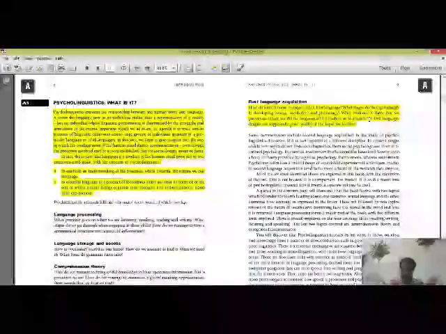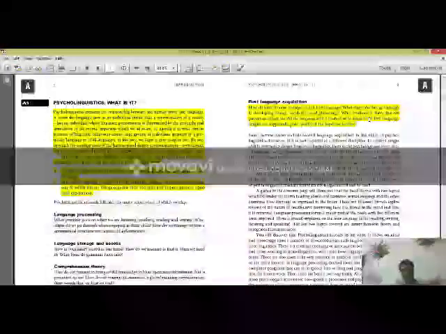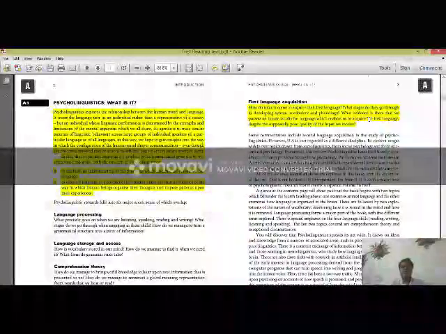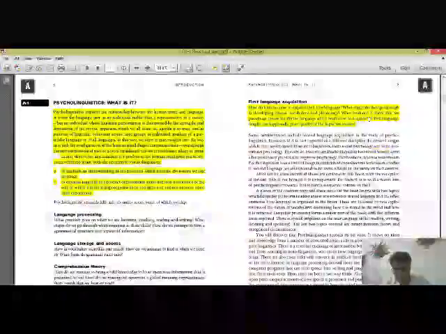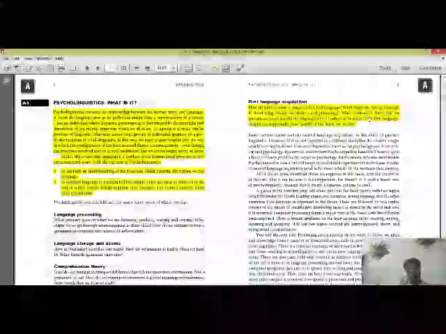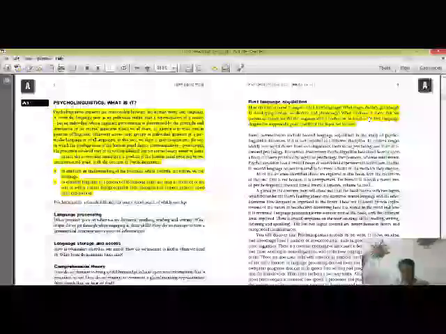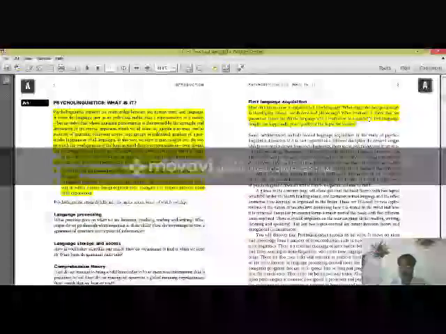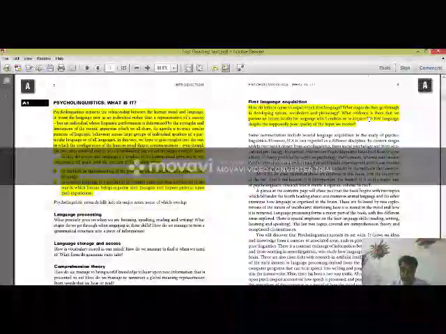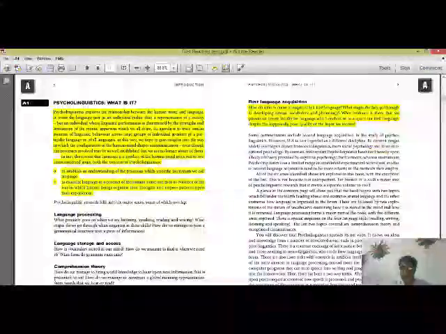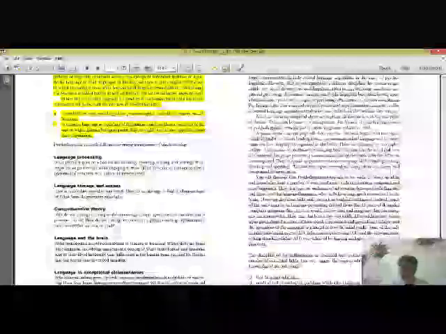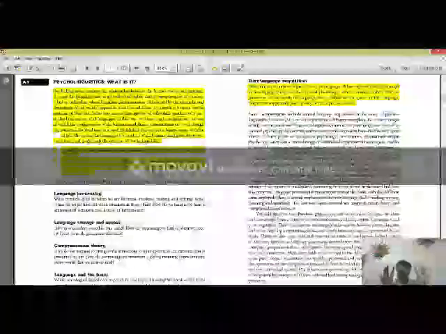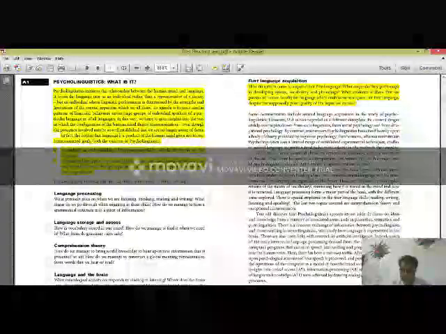These are concepts that I am trying to introduce to you slowly, because we will be coming across them again and again during the course of this subject, psycholinguistics. I hope you will soon be familiarized with these commonly occurring concepts. In short, I may repeat: language processing, language storage and access, comprehension theory, language in the brain, language in exceptional circumstances, and first language acquisition. Mostly, psycholinguistics revolves around these concepts.